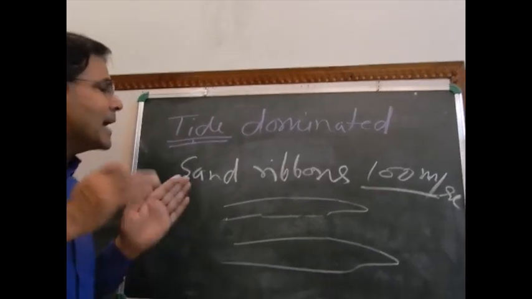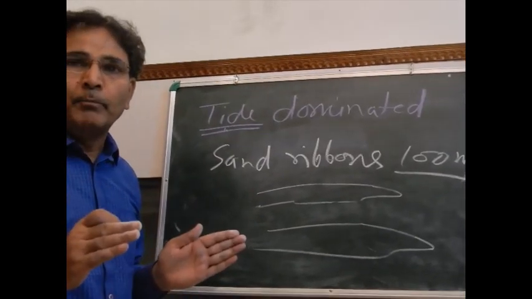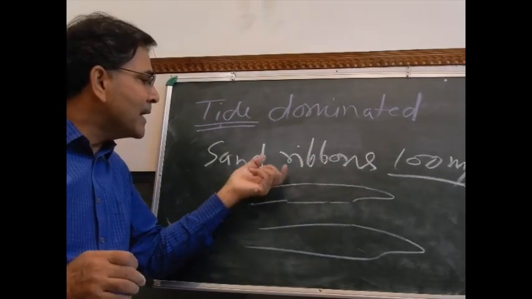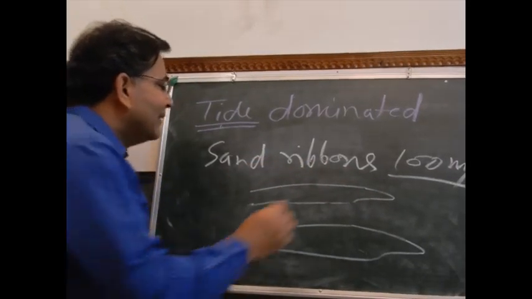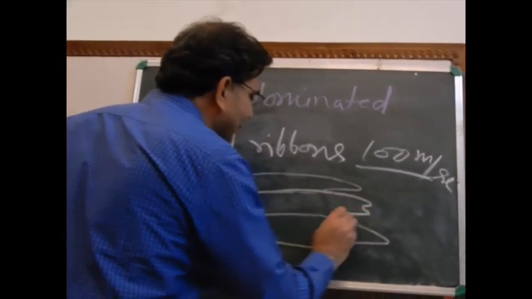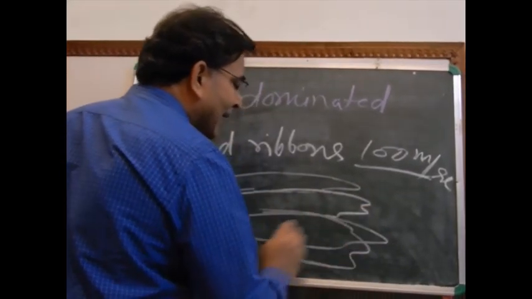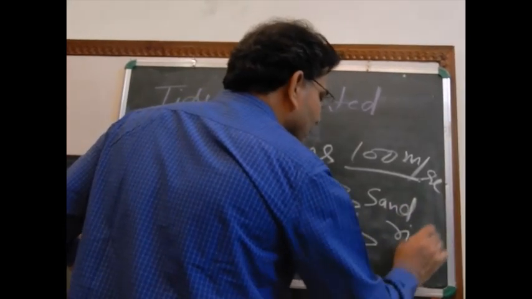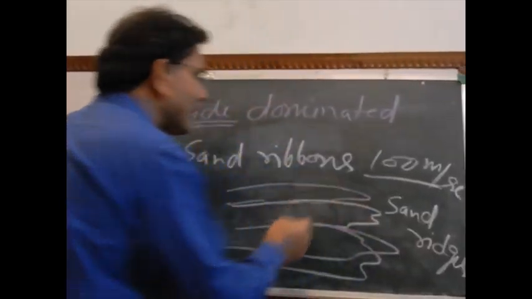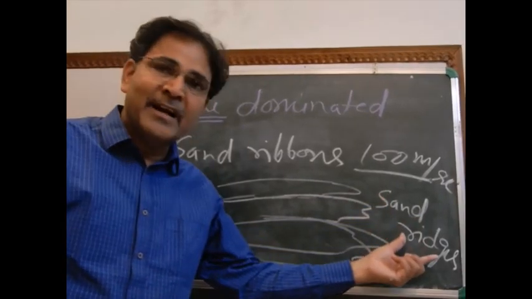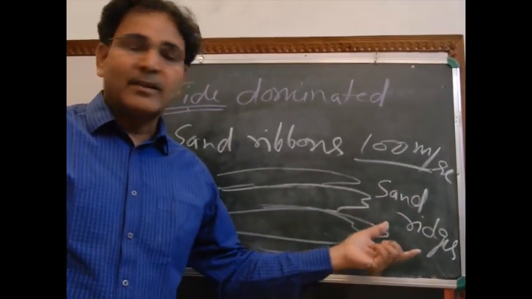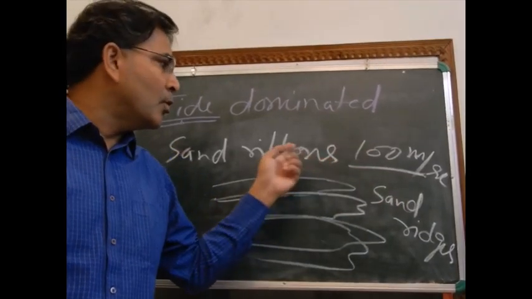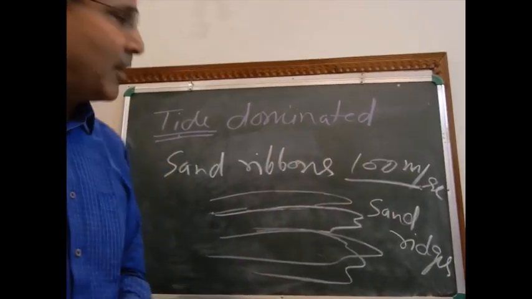If the supply of sediment is very low, then isolated ribbons are formed. And if the supply of sediment is very high, then amalgamated sand ribbons are formed, and they are known as sand ridges. So the presence of sand ridges indicates that the supply of sediment is very, very high. And if the supply is low, then isolated ribbons are formed.